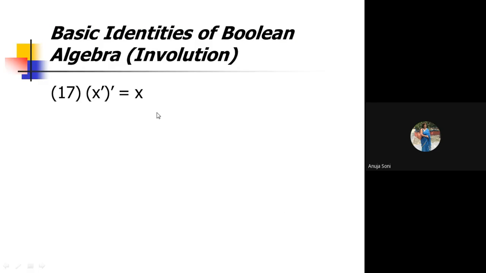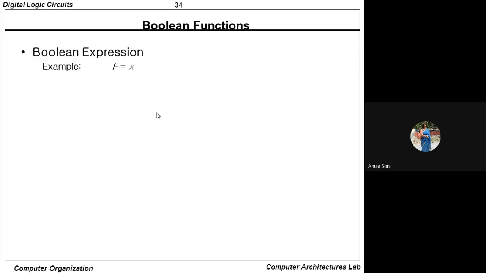Now, basic identities of Boolean algebra we have already done. Yes, this is one more example. Here we are given a Boolean expression f is equal to x plus y dash z.